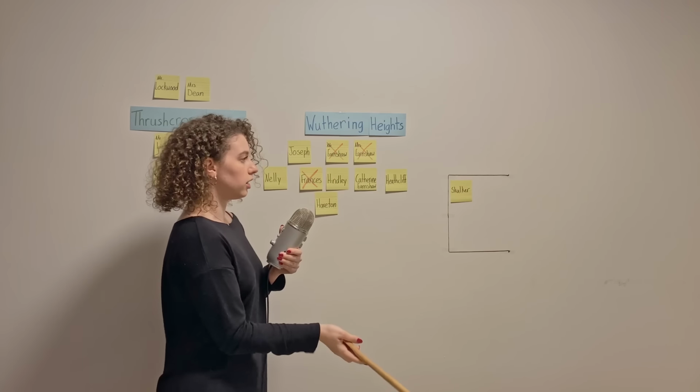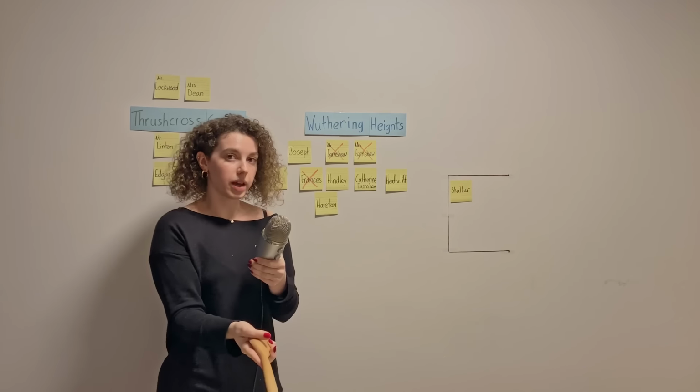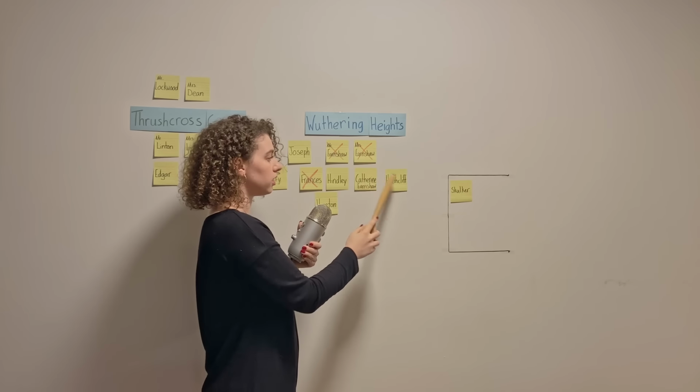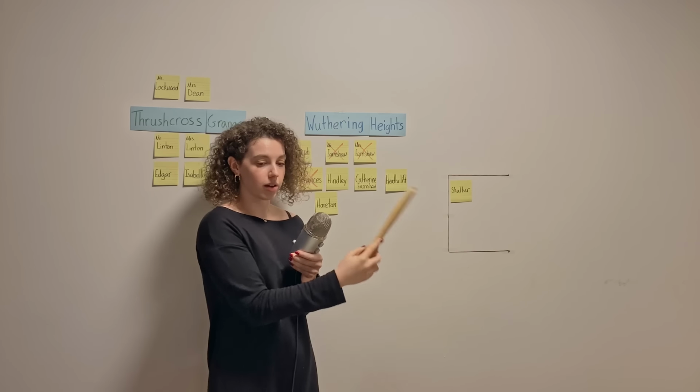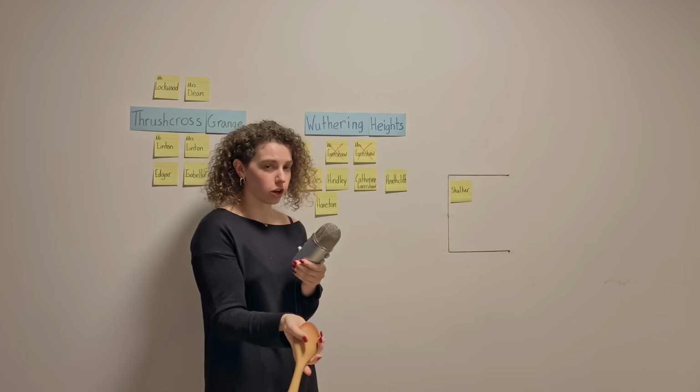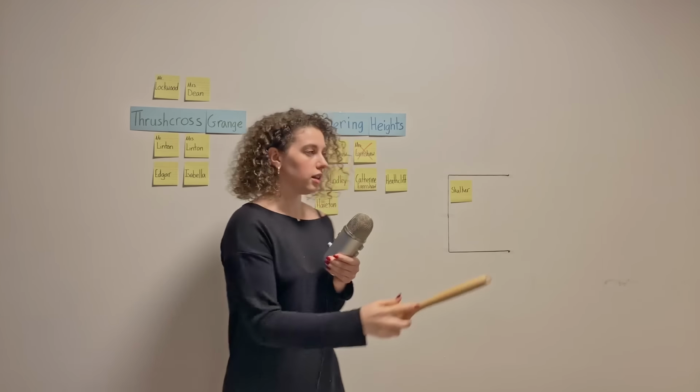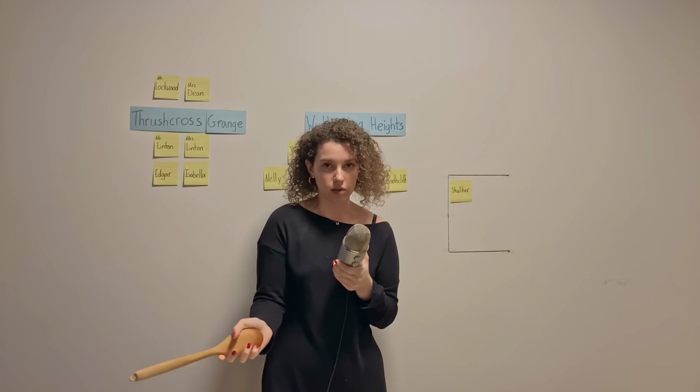Heathcliff, also knowing Hindley is away, is kind of upset about this because he thought that he and Catherine were going to spend the day together, but now Catherine is like, no, I'm going to spend it with Edgar because he's going to come visit me. And Heathcliff gets pouty and leaves in anger.